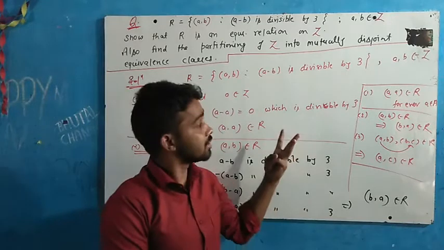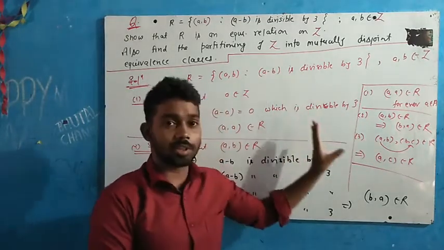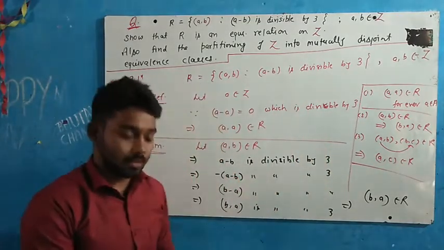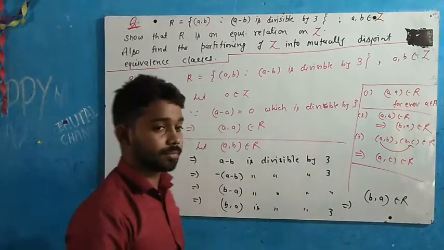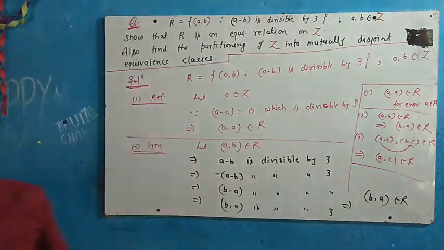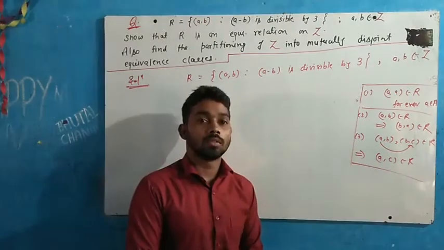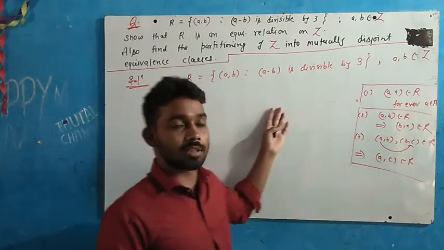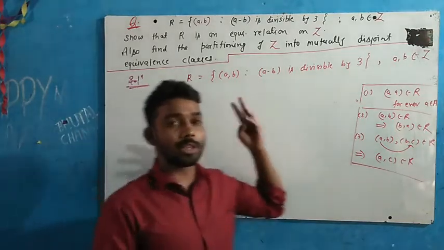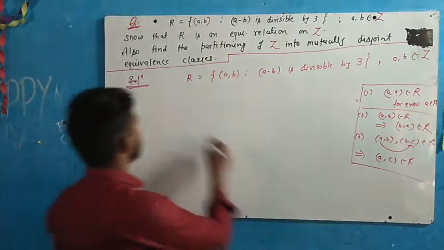Now our third is the transitivity. Clear? Okay, just note down this thing. After that we are going to show the transitivity possibility. So now we are going to prove the third part, that is the transitive condition. In the transitive condition, first of all we will take two pairs, (a, b) and (b, c).